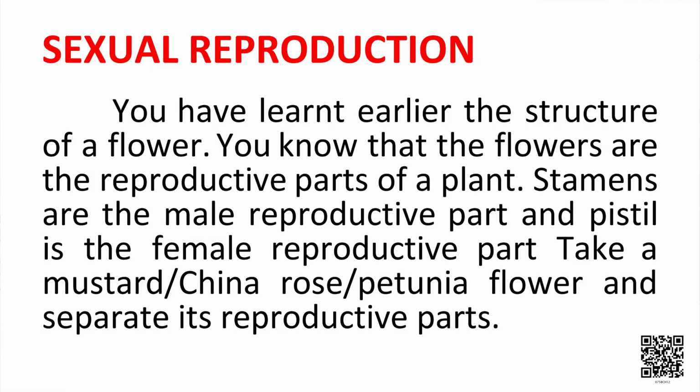So students, now on to the topic of sexual reproduction. So, we have learned earlier the structure of a flower. We know that the flowers are the reproductive parts of the plant. Stamens are the male reproductive parts and pistil is the female reproductive part. Now let us perform this activity 12.4.